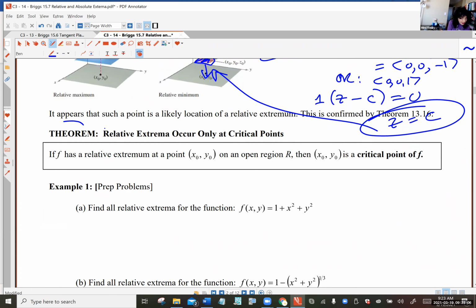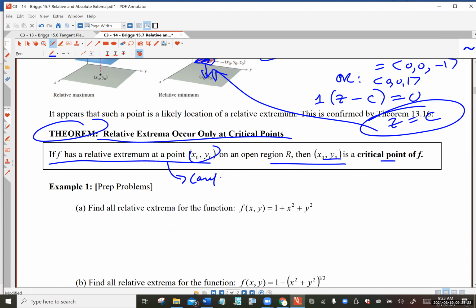Believe it or not, you studied a theorem in Calc 1 that said this very same thing. If the function has a relative extremum, that just means max or min, at a critical point on an open region R, then x naught, y naught is a critical point. Now careful, because the reverse is not necessarily true. And this is the same for Calc 1.